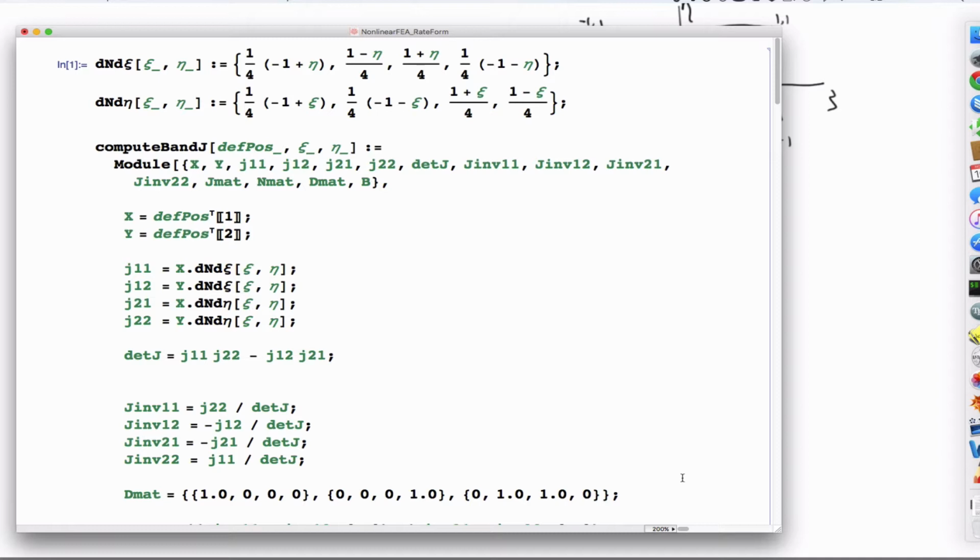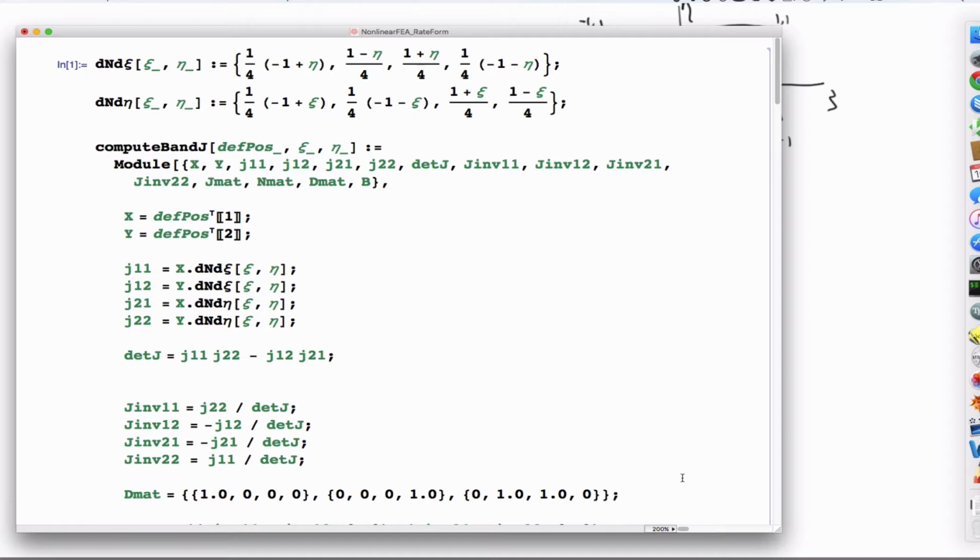Okay. So then I have to take its inverse. So I just do that one entry at a time too, because I have a simple formula for the inverse of a 2x2 matrix. So those are the components of the inverse of the J matrix. By the way, I'll post this code later in Mathematica format and a PDF in case you don't have Mathematica. You can just look at the code.